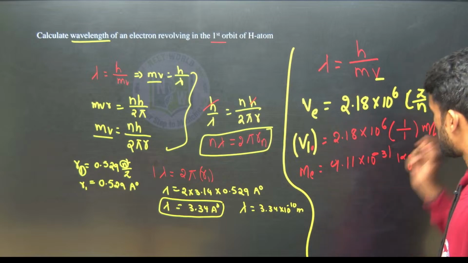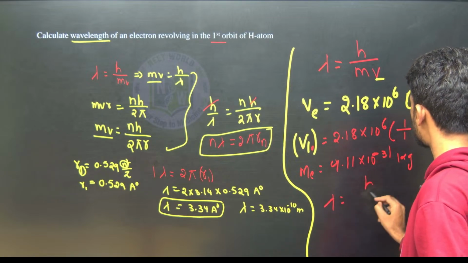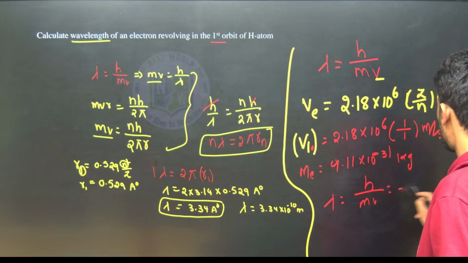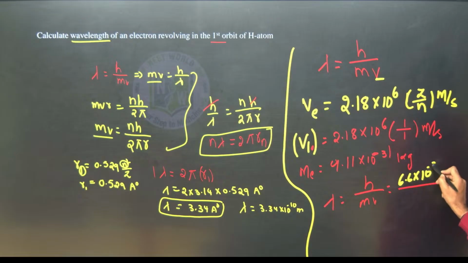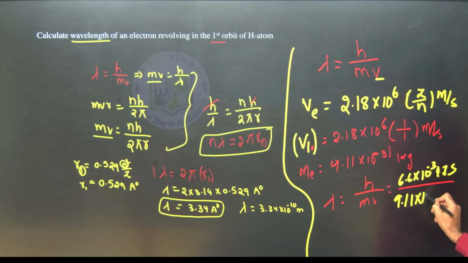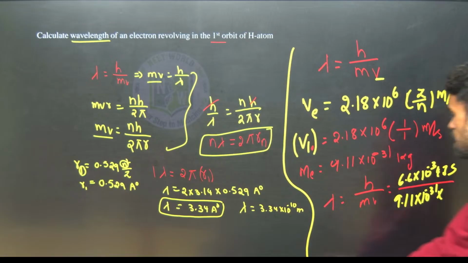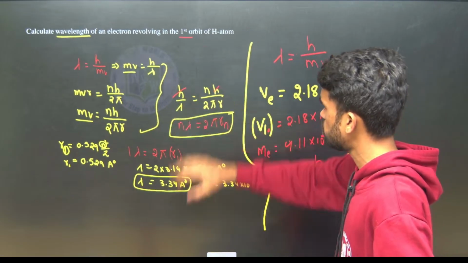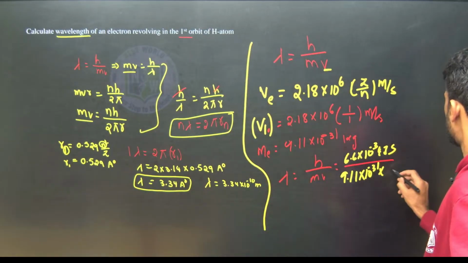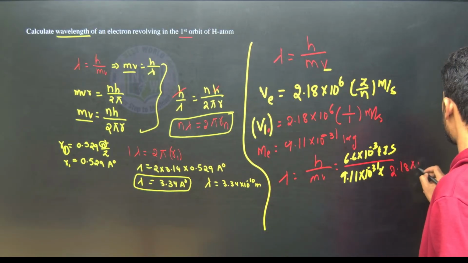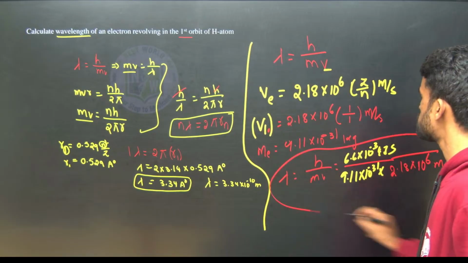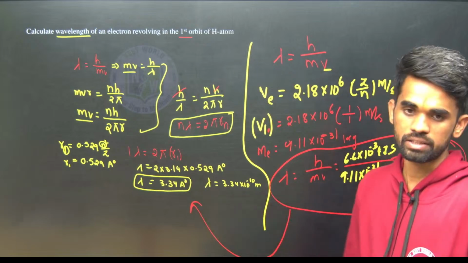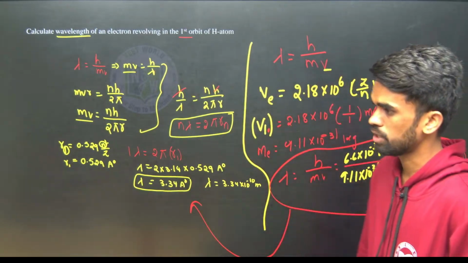Okay, so now what do I want? Lambda equals h by mv. What is the h value here? 6.6 into 10 power minus 34 joule second, divided by mass 9.11 into 10 power minus 31, into velocity 2.18 into 10 power 6 meter per second. By simplifying this you will get the same answer as before. Both ways are correct.